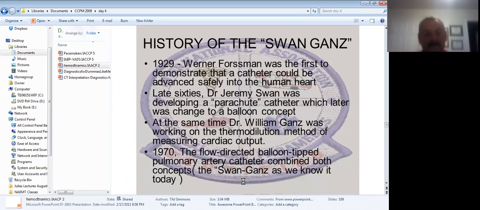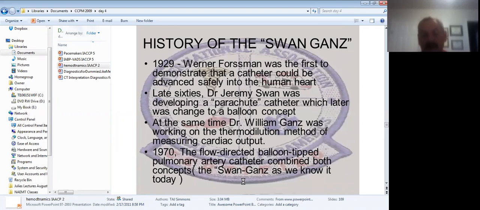So this is just some historical data. In the late 20s, a guy named Forssmann was the first to prove that a catheter could be advanced into the human heart for testing purposes. By the late 1960s, Dr. Jeremy Swan had a parachute catheter.